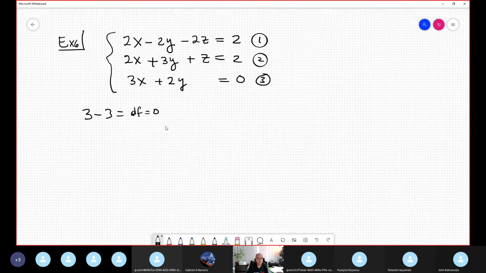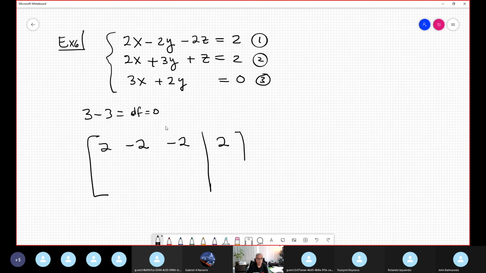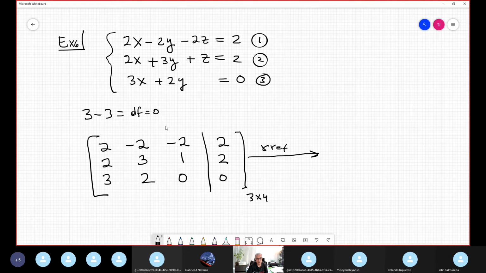You write 2, -2, -2, again 2, 2, 3, 1, 2, 3, 2, 0, 0. The dimension is 3 by 4. And now you apply reduced row echelon form. And let's see what happens and what the interpretation is.